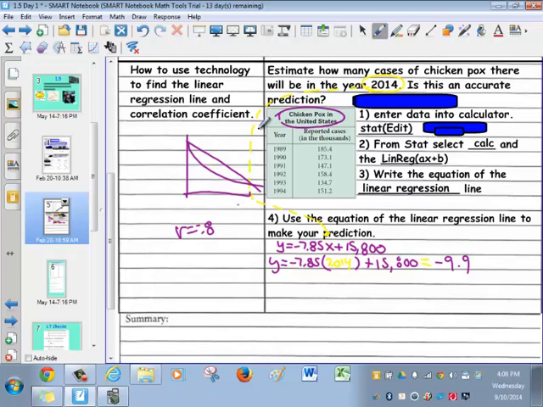So anyway, that's how you can use technology to find the linear regression equation and the correlation coefficient. Use this technology wisely. If you do not use this technology, you will struggle. I don't think I can even do it without using technology. So you need to get your hands on a TI-83 or TI-84 calculator.